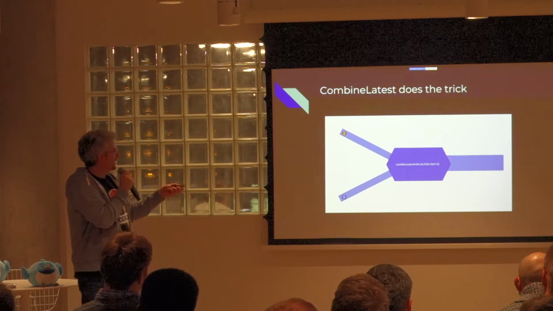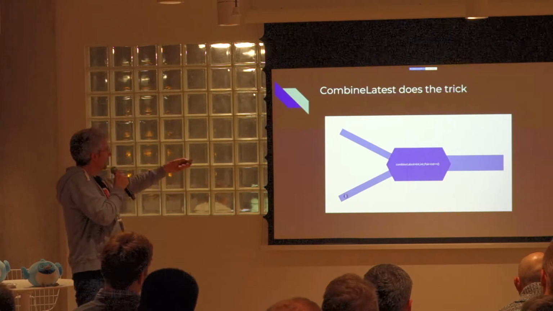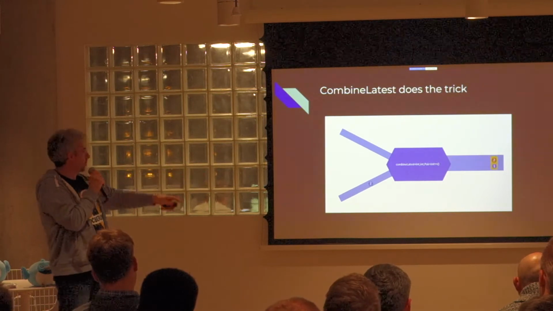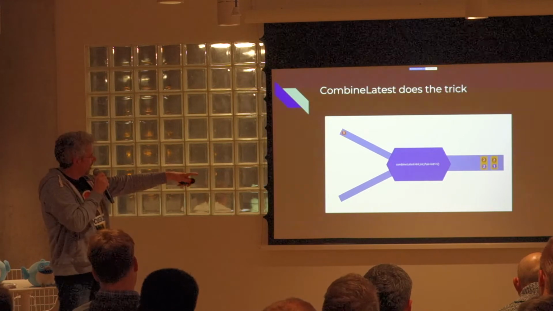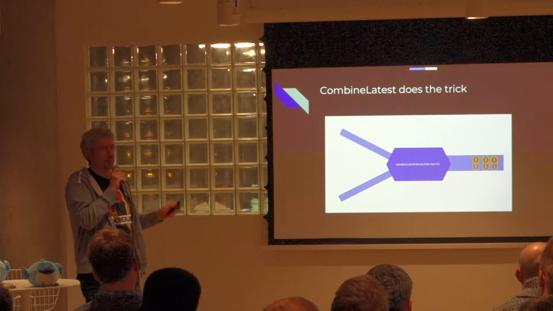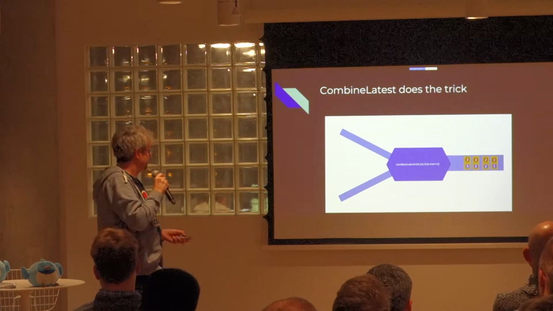Okay. One comes in, nothing comes out. Two comes in on the other side, nothing happens. Well, now we get the first combined one. The two comes in, now we get this one. And this is a very handy operator in a lot of situations.